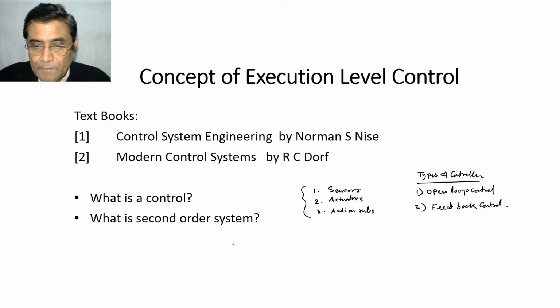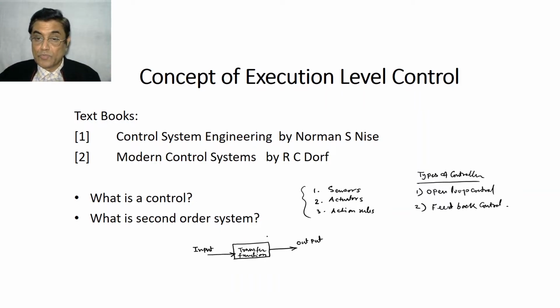So in the simplest architectural drawing, if I present it here, this is your input, this is your output, and this is called the transfer function. Try to understand. This is open loop control, right? Input, transfer function, output. Try to understand each term here.